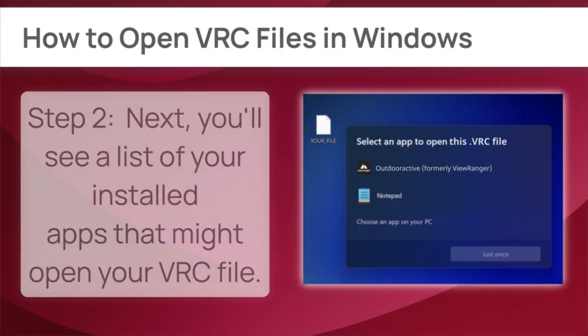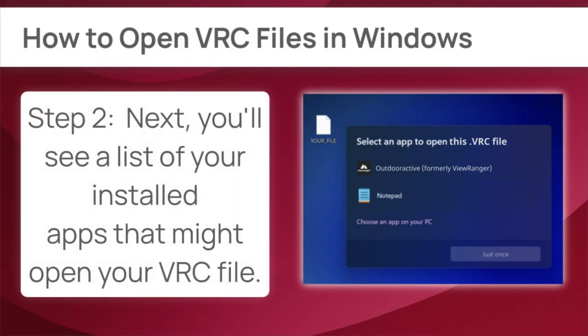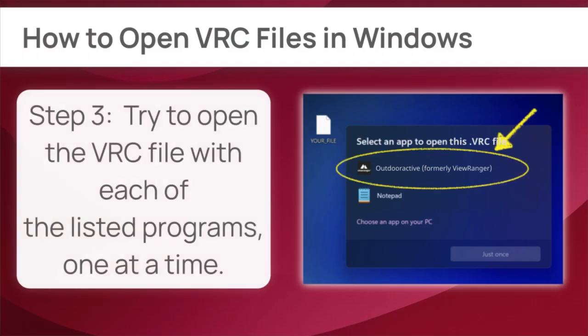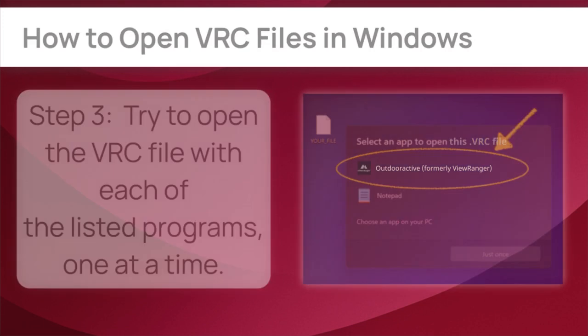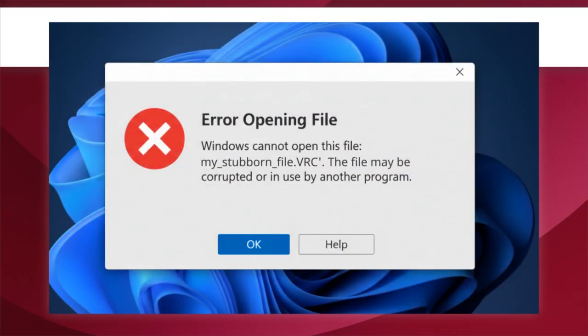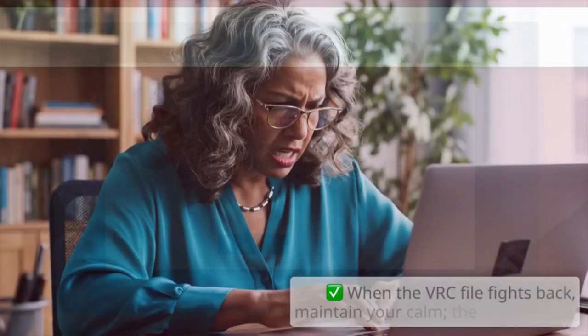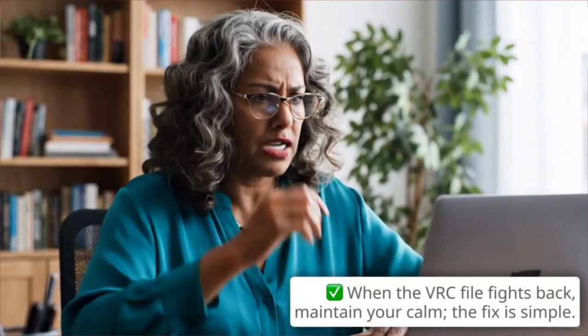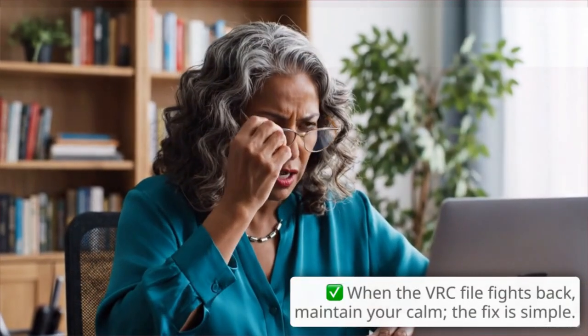Right-click your VRC file and select Open With. Test Outdoor Active, formerly ViewRanger, if it appears. If it fails, select the next application. Testing eliminates uncertainty. If the VRC file won't budge, stay calm. Your file is proving to be a real challenge. Let's conduct a series of targeted tests on these common points of system file failure right now.